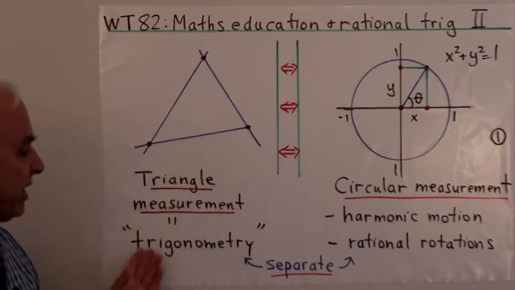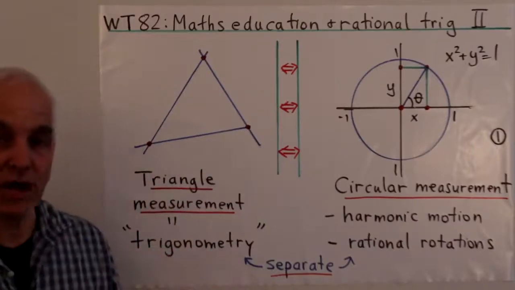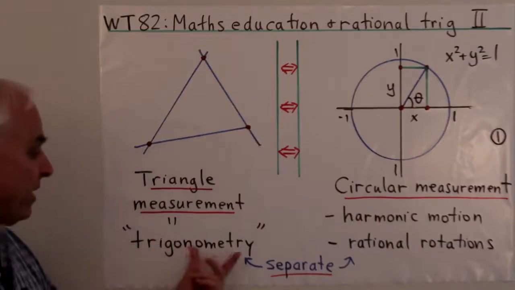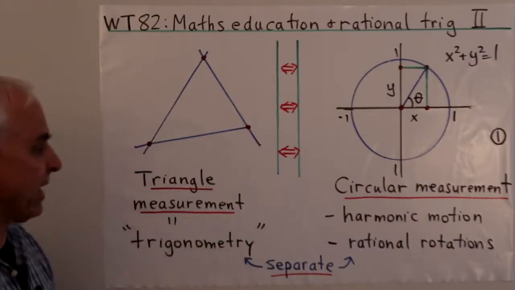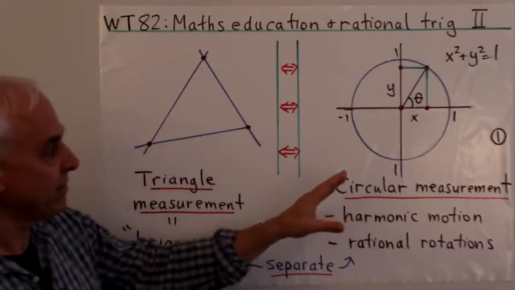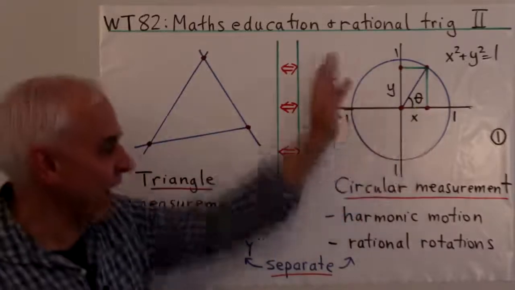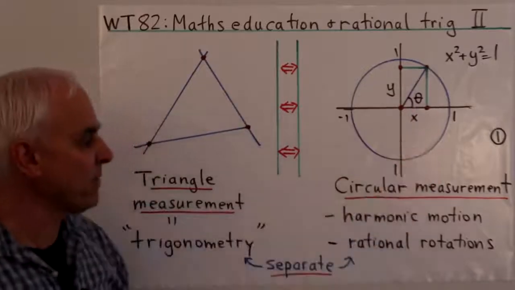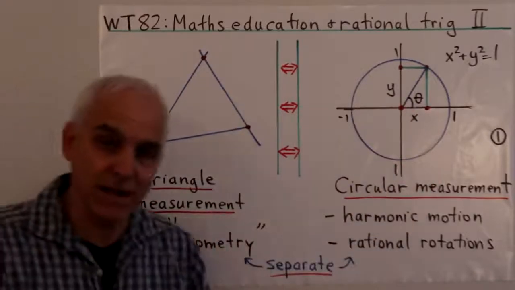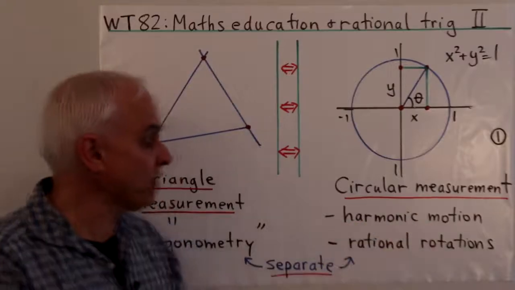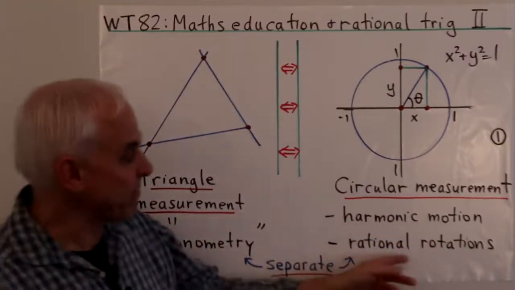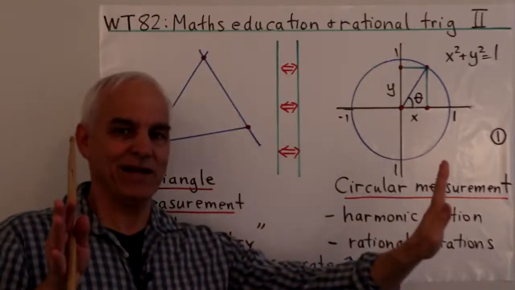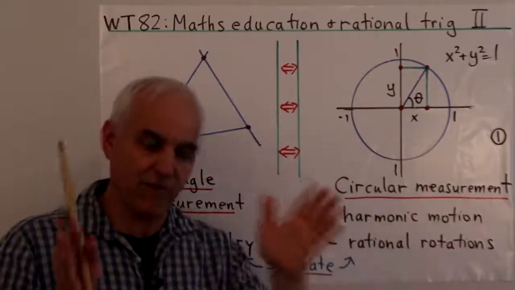Okay, it's a very similar story. Triangular measurement is really where the origin of the word trigonometry comes from, combining the Greek word for triangle, trigon, with the idea of measurement. And circular measurement, the study of circles and angles and circular functions and inverse circular functions and all that stuff, is of course an important subject, especially when it comes to harmonic motion, but there's also a rational aspect of that as well.